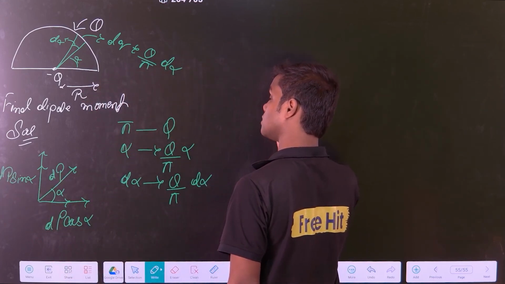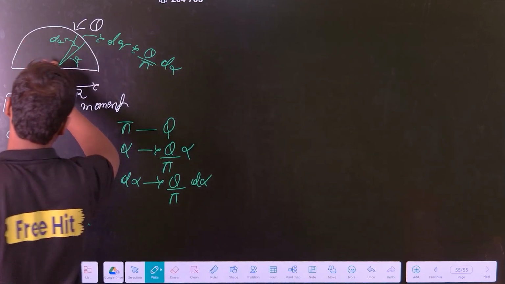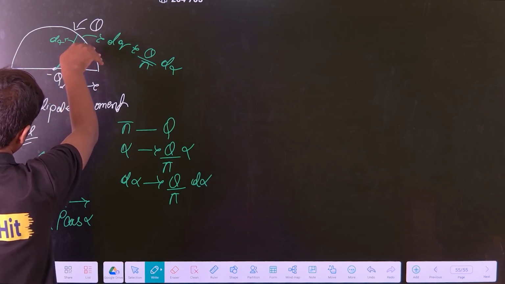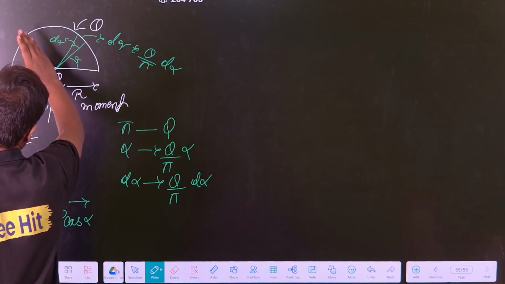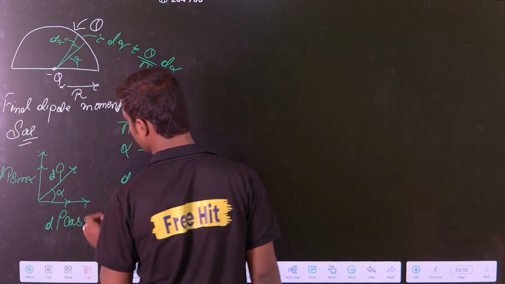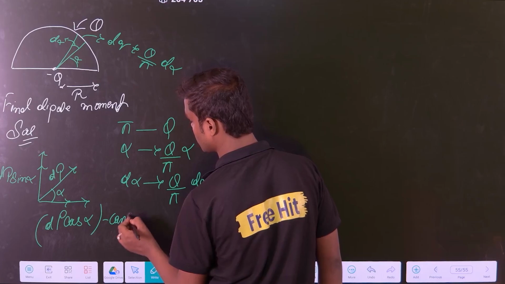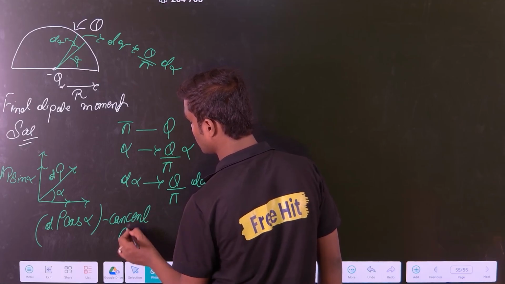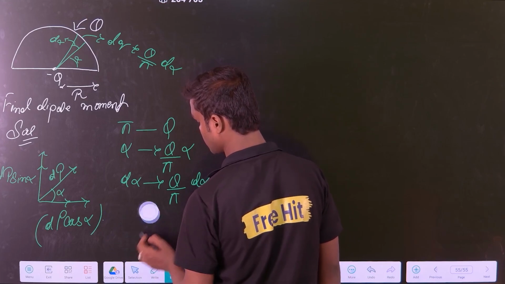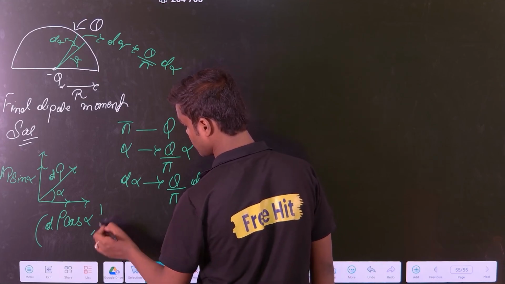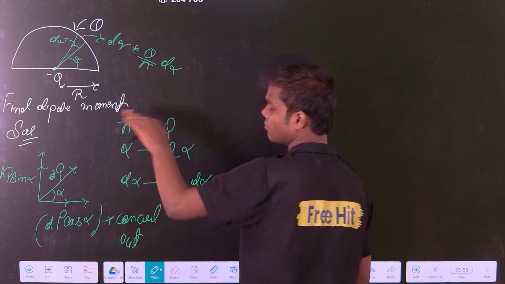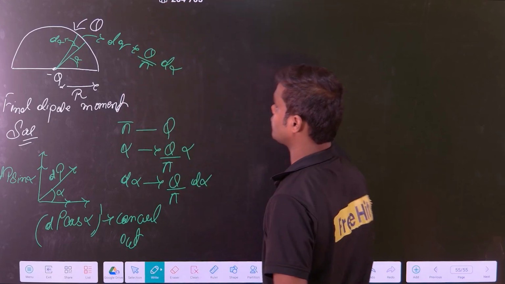Any doubt? Okay. If I take the component here, then you will again get a p cos alpha and one more p sin alpha. So obviously this p cos alpha will cancel out because of the symmetry. So we will get only the p sin alpha. So let us integrate.